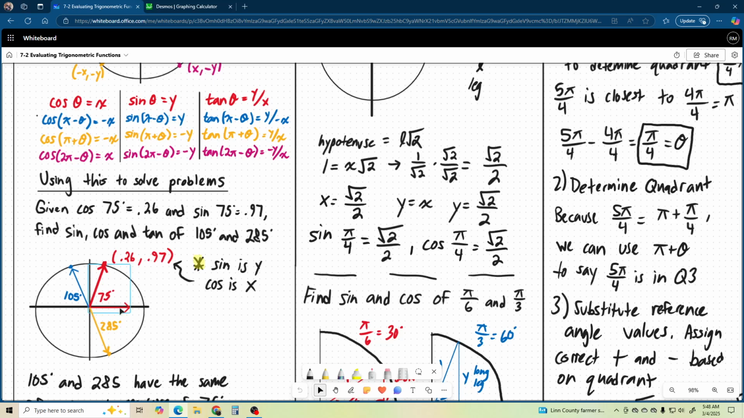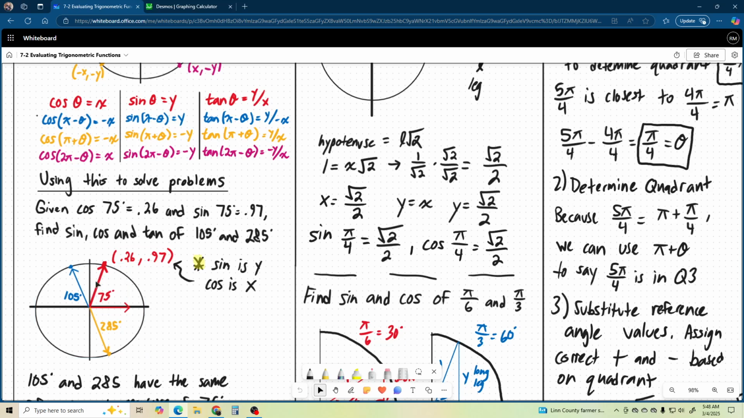And then if we look at 285, if we went 360 minus 75 degrees, we would get 285. So all three of these are the same reference angle, and we can use that to solve our problem. If we know this is 0.26 and 0.97, all we have to do now is apply the sign that makes sense for the quadrant.